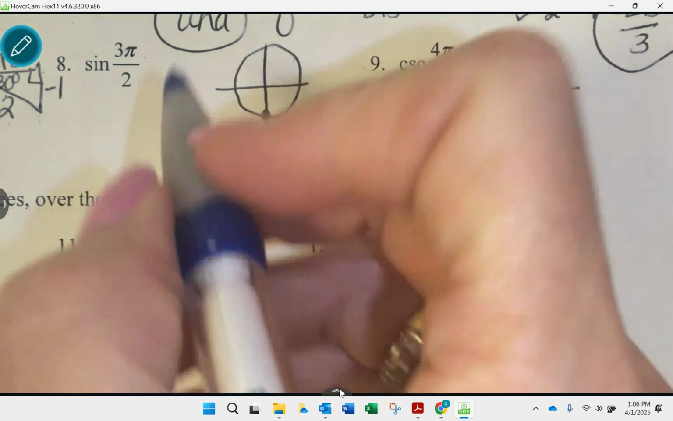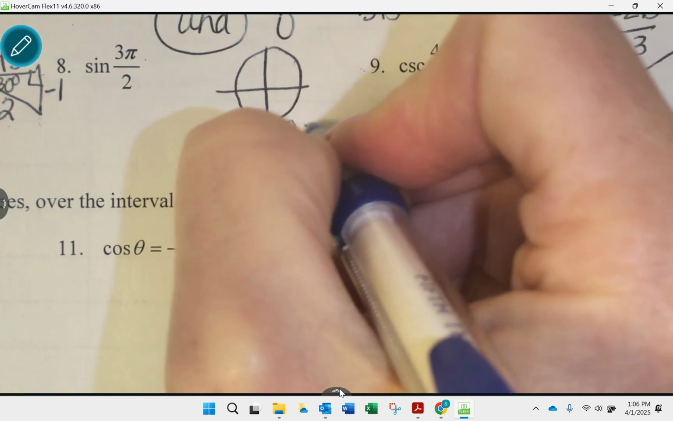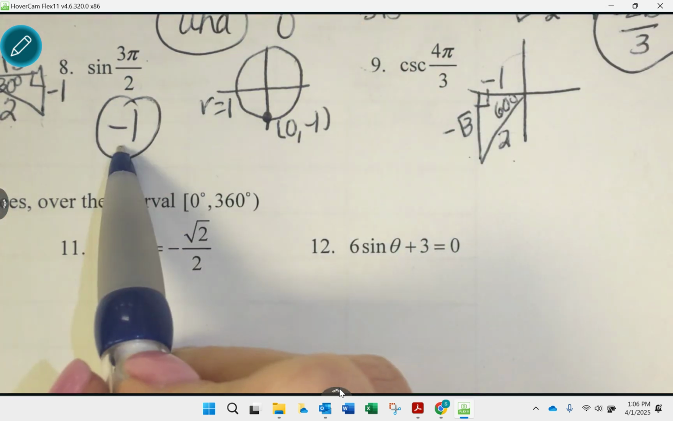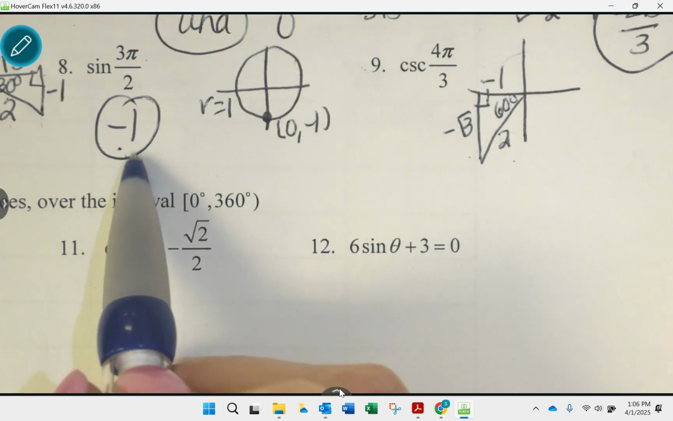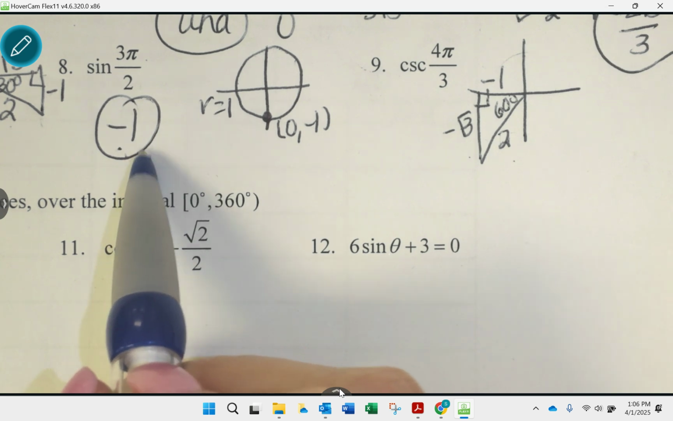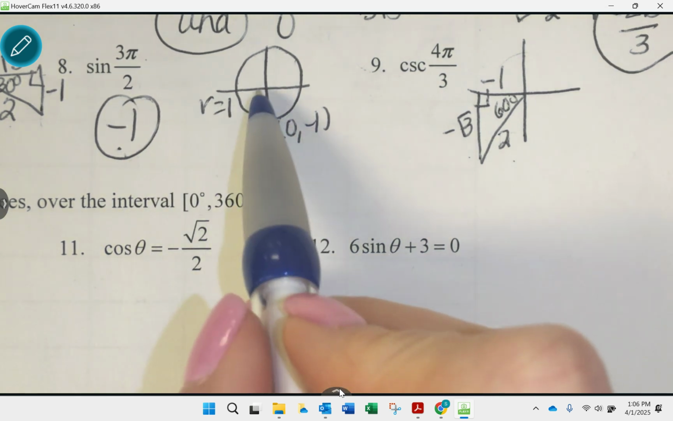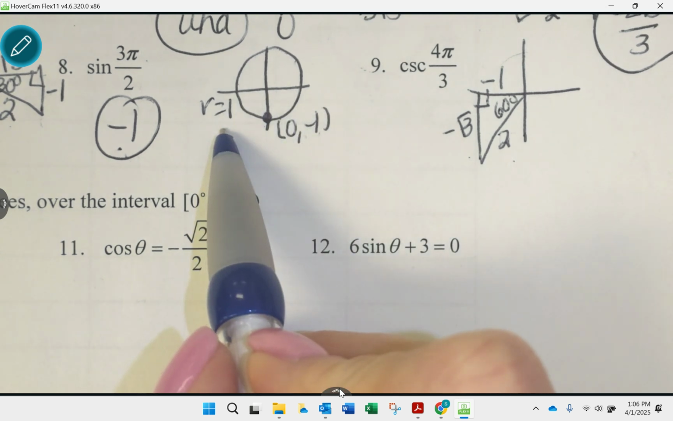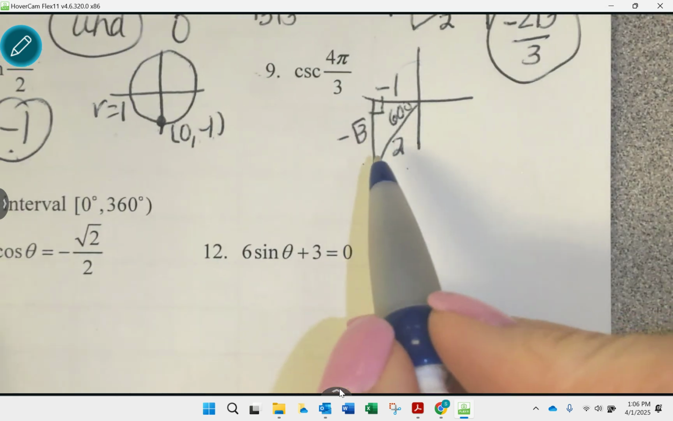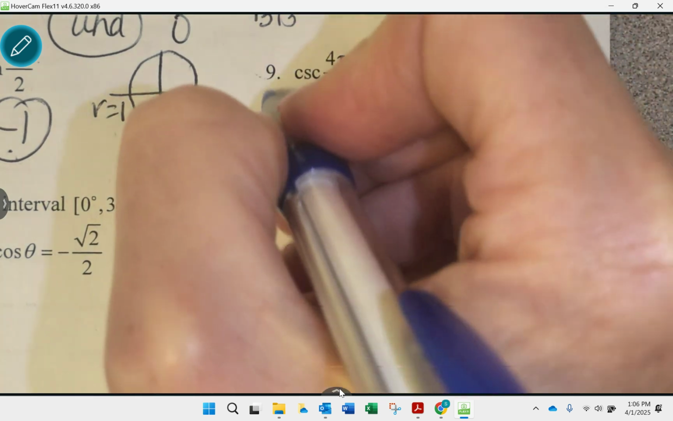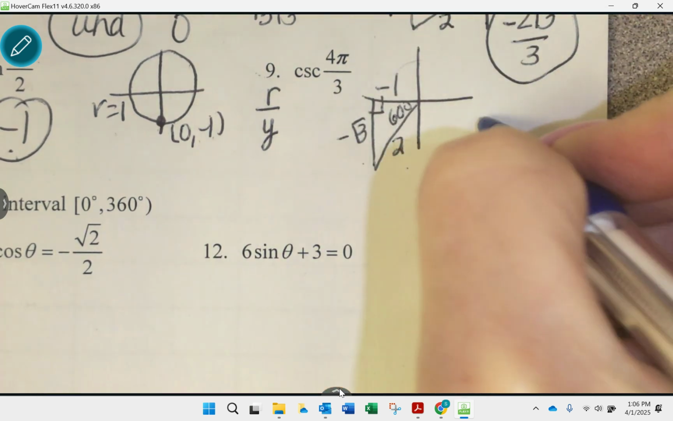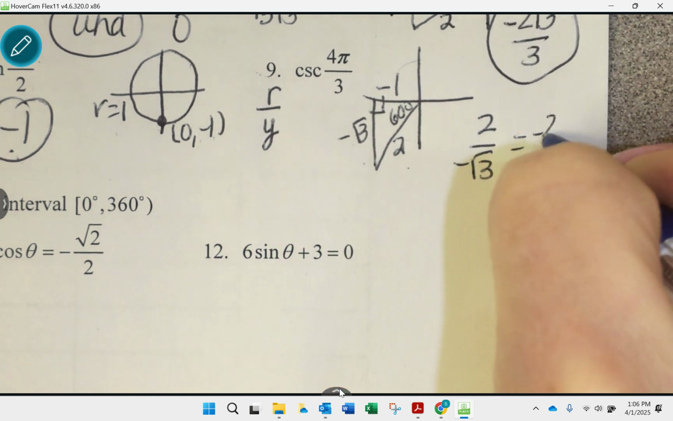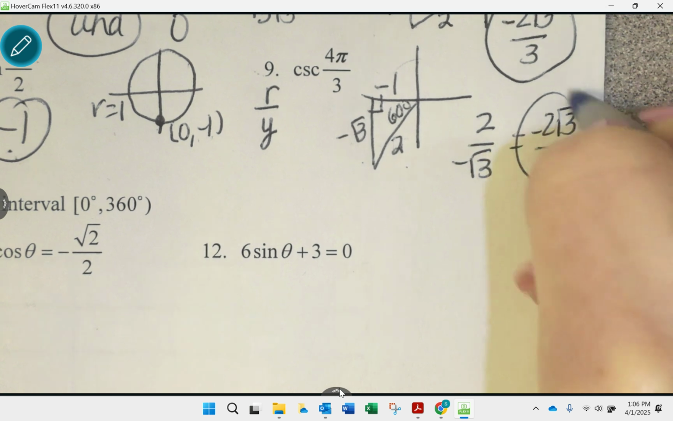All right, guys. So for this one, this point was going to be 0, -1. The radius was 1. You should have gotten -1 for this. Did you? It should be -1. The radius is 1. This point is over 0, down 1. Sine is y over r. On this one, cosecant is r over y. So we have to do 2 over our y value. So on this one, you should have gotten -2 radical 3 over 3.